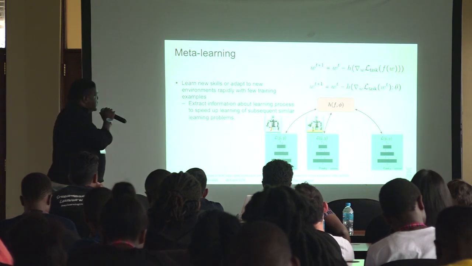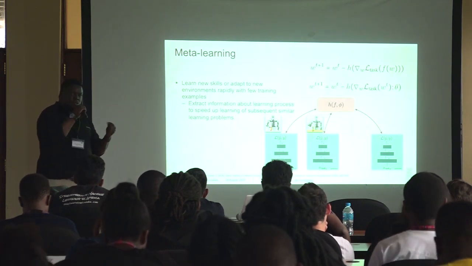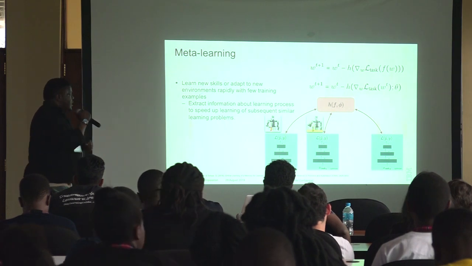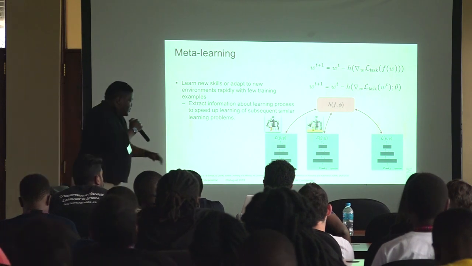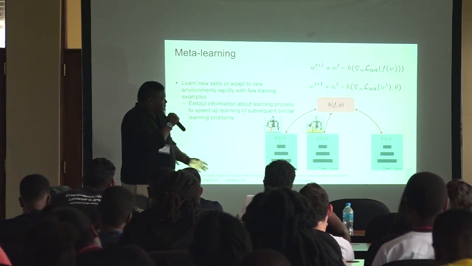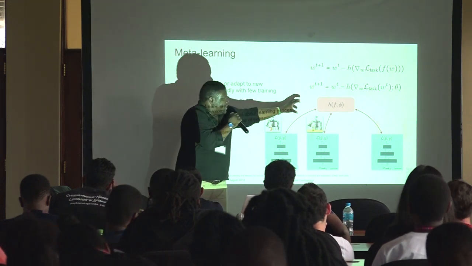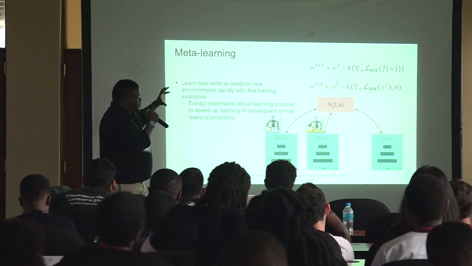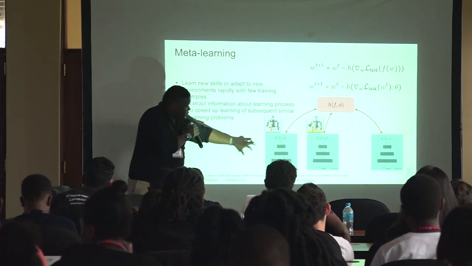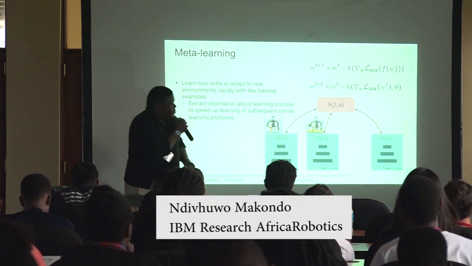So the last one is meta-learning, also referred to as learning to learn. The main idea is to design models that can learn new skills or adapt to new environments rapidly with few training examples. And the idea is to extract information about the learning process itself to speed up learning for subsequent similar learning problems. So in this paper, you have variations of a task. For example, here you have a task of lifting Pringles, and then you have a variation of lifting a heavier object, which is a drill. And you have a meta-learner that extracts information about the learning process, in this particular case, a memory of learning rates for the neural network's parameterization of the task. And the idea is that if you transfer this memory of learning rates, you learn to do better in the subsequent task.